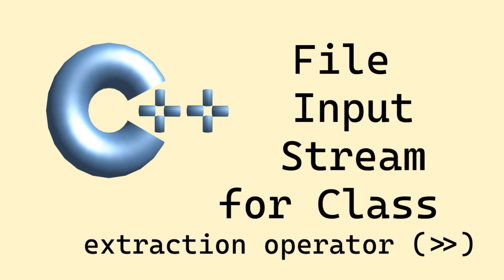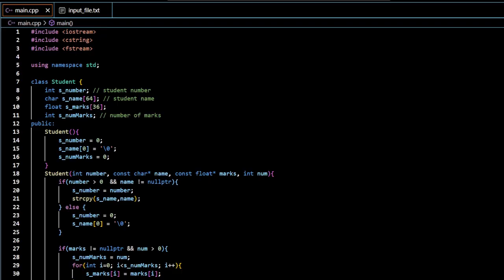In this video, I will talk about how to use the input file stream class to read text file records into class objects. Let me jump into coding to explain it.